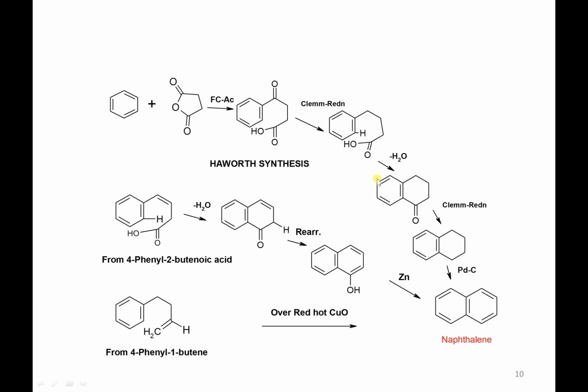So basically, let us summarize all the 3 syntheses: Haworth synthesis, 4-phenyl 3-butenoic acid synthesis, and 4-phenyl 1-butene synthesis. And we will go for a summary of this synthesis. Let us see the first synthesis once again. Let us recapitulate it. So this is your first synthesis, benzene plus succinic anhydride, classical Friedel-Crafts acylation.